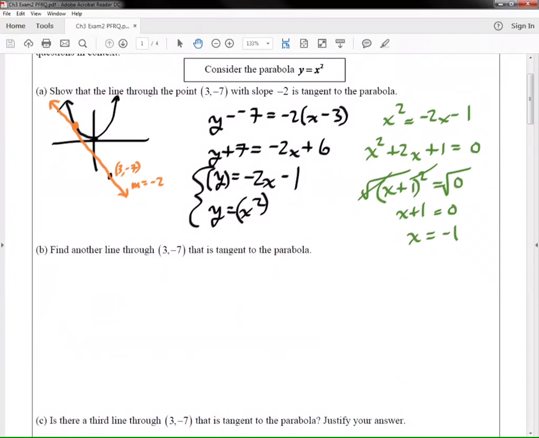So that means what I just found was the x value right here. The x value of this point right here is -1. Now how can I find the y value?